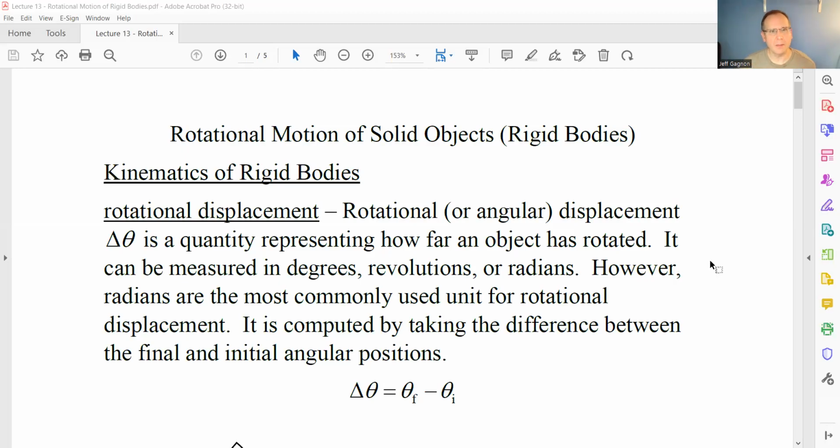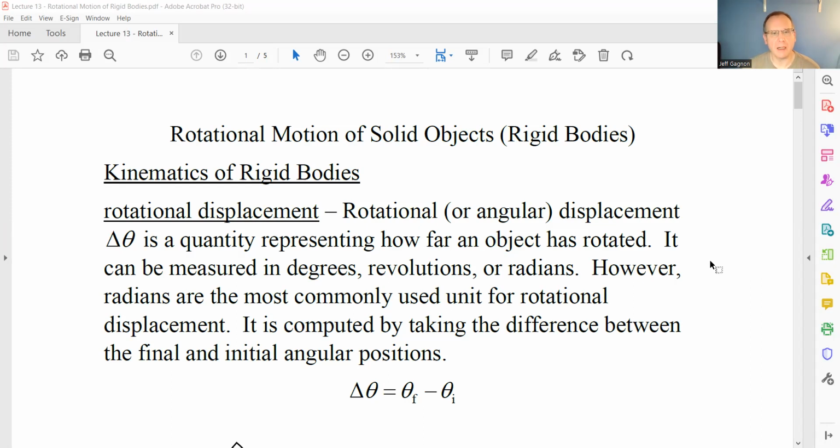So in this lecture video, I want to talk about rotational motion of solid objects, which are also called rigid bodies. This is a little bit different than circular motion. Circular motion was the motion of a particle, or an object that you can consider to be a particle, moving in a circle. This is actually the motion of an extended object, like a wheel or a baseball bat, some type of extended object that's rotating about some axis of rotation. Okay, so it's a little bit different than circular motion.